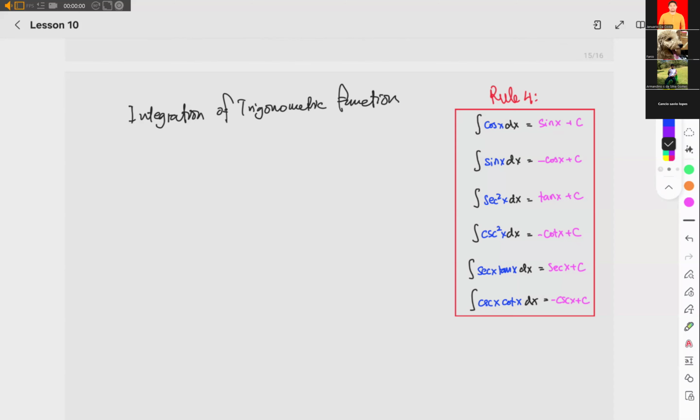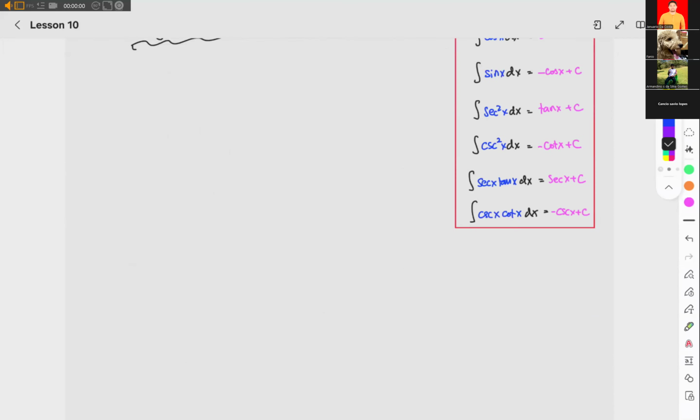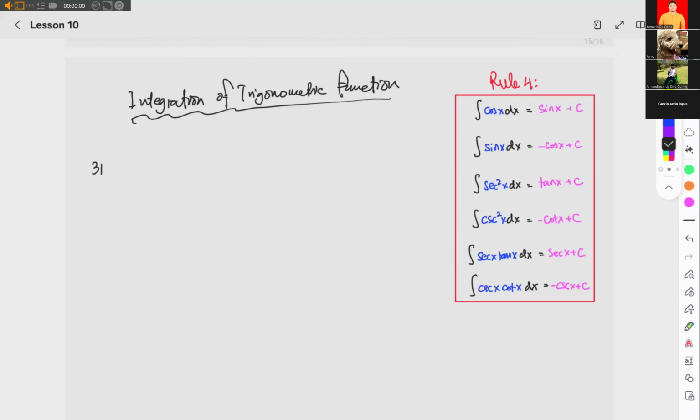Okay. So these are all the rules that I think you might be needing as we progress on solving these problems. Let's just start with a simple basic one. Example number 31. If you have an integral of sine of x dx, what is the answer?